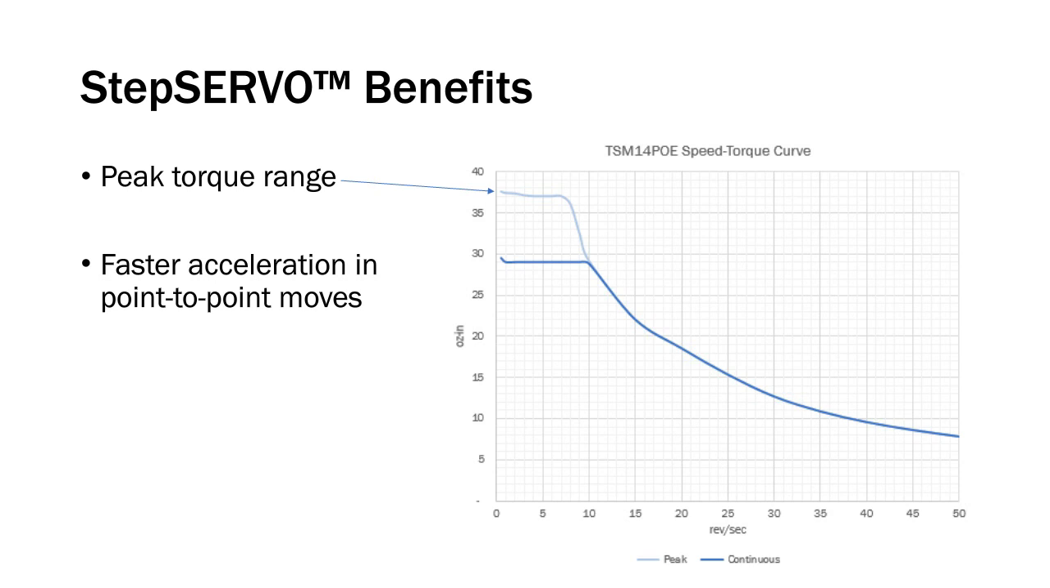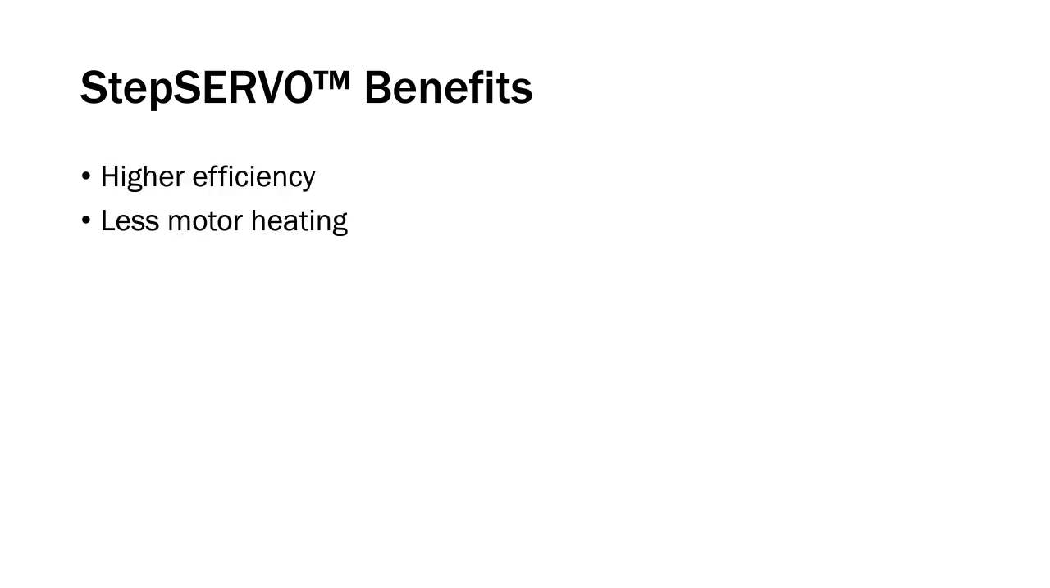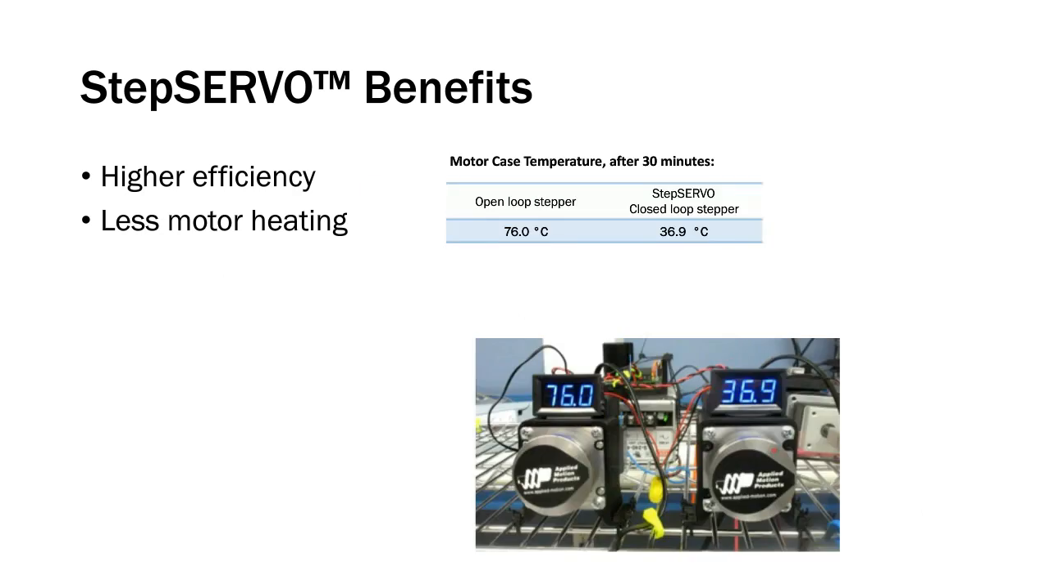Another benefit is because we're controlling the step motor closed loop, it means that the current in the step motor is directly proportional to the torque demand. Unlike an open loop step motor where we're pushing full current all the time into the motor, the closed loop motor only draws the current that it needs. So what happens there is we end up with a much cooler operating motor.